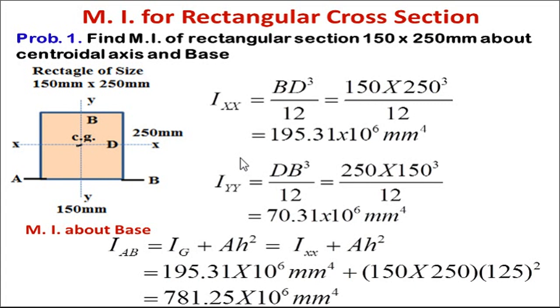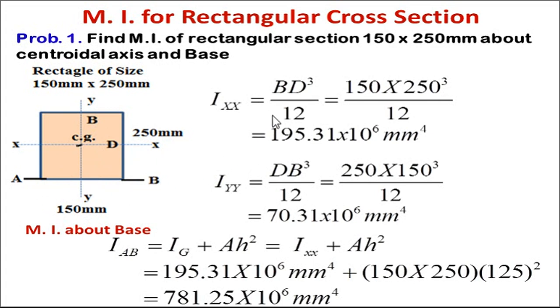So the first example I have taken: find MI of a rectangular cross section of size 150 mm by 250 mm about the centroidal axis and base. This is the rectangle with width 150 mm and depth 250 mm. We have to calculate MI about the centroidal axis, that is the x axis, where y is the vertical axis, and about the base, that is EB.